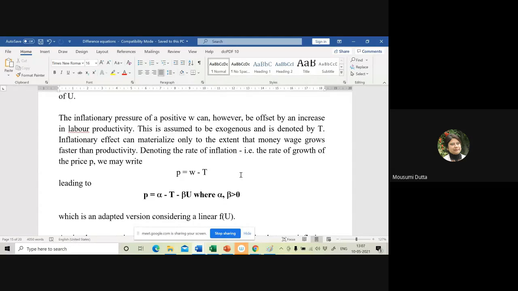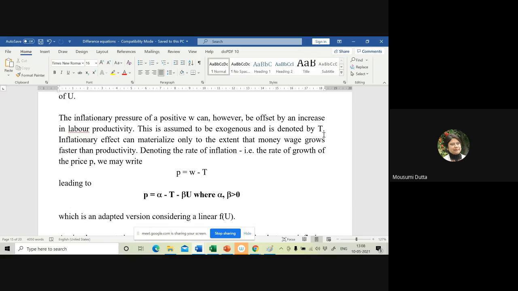We are considering this to be exogenous. I think it has been clearly written. This is assumed to be exogenous and denoted by T. Okay, so model in a different way. Now, if you consider T as a function of W, the complication will increase a bit. However, this is possible. So we can extend all this framework. Now we are learning the basic things. We can extend all these things at later dates.